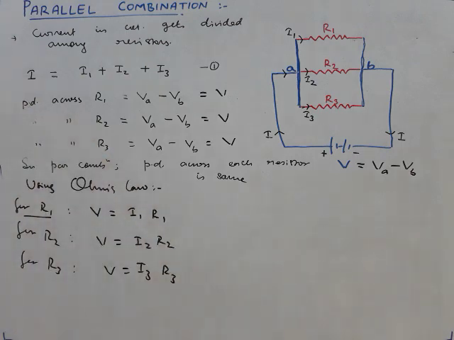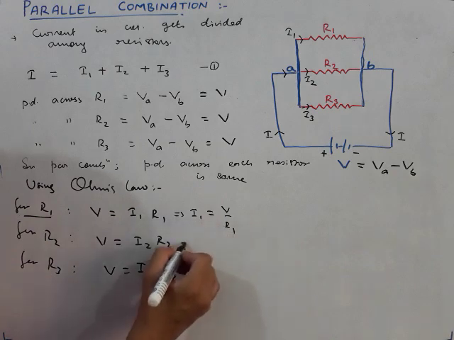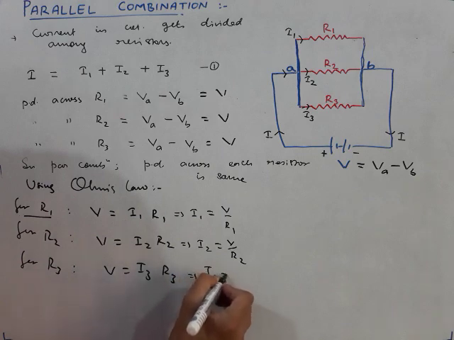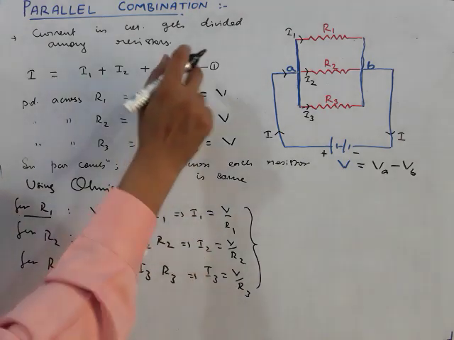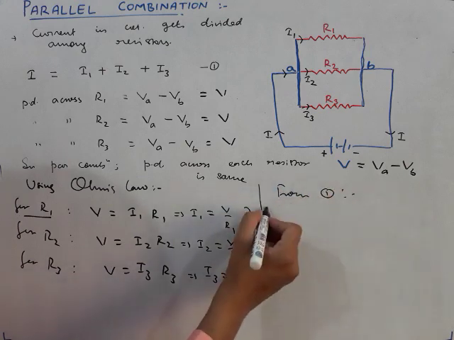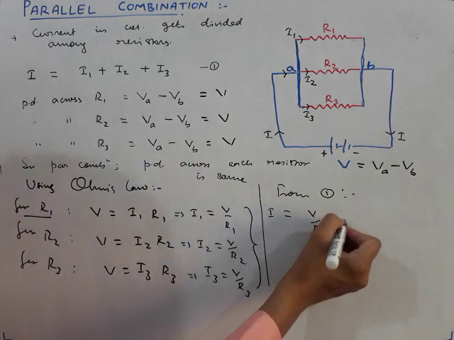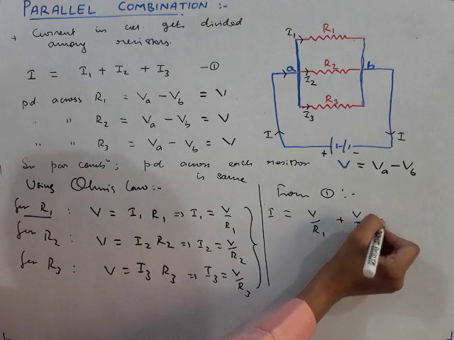From these three equations we can calculate the currents. So this implies what will be I1? I1 will be V upon R1. Here I2 will be V upon R2, and here I3 will be V upon R3. Put these three values of I1, I2, I3 in equation 1. So I am writing here from 1, I is equal to, I'll put the value of I1. I1 is how much? V upon R1. Then V upon R2 for I2. And then for I3, I'll put V upon R3.